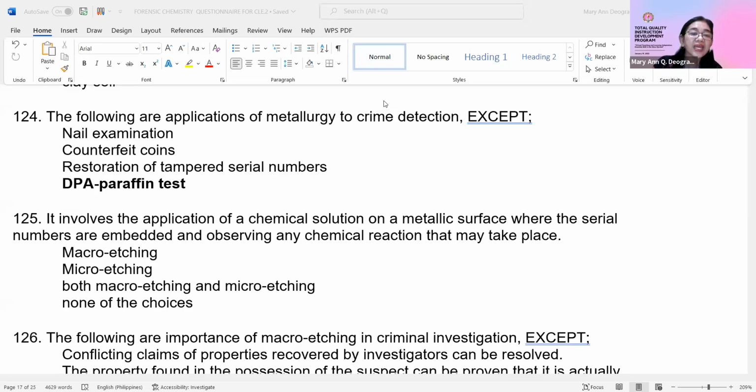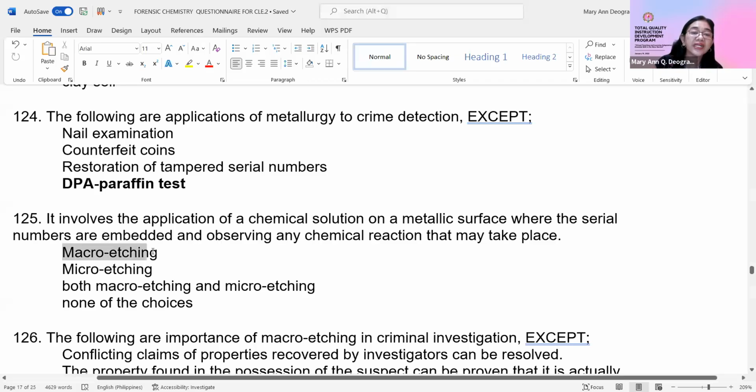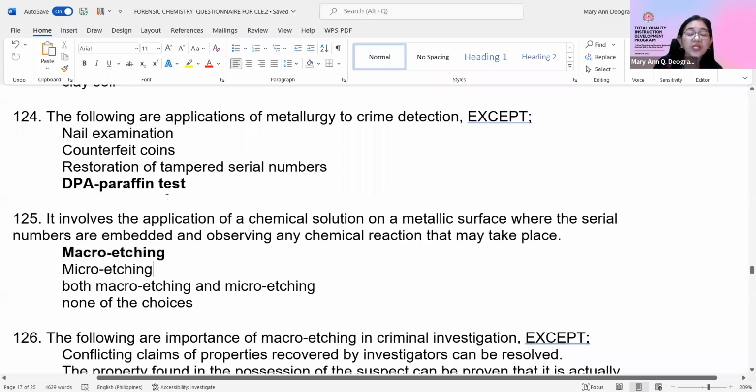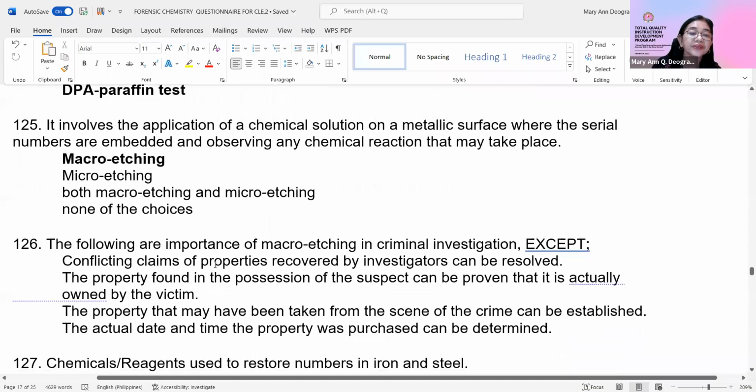Okay, it's letter A. It's macro etching. So this is macro etching or the acid etching method, no? Kasi lahat ng ginagamit natin is acid. So this is in the restoration of tampered serial numbers class. Sa metallurgy na tayo.